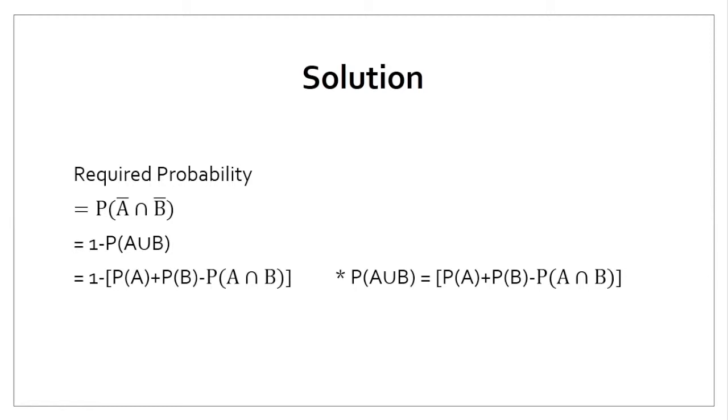We can rewrite probability A or B into probability A plus probability B minus probability A and B. And we know that probability A is equal to 0.7, probability B is equal to 0.56, probability A and B is equal to 0.525. And we can easily get the answer 0.265 for question 2B part 1.